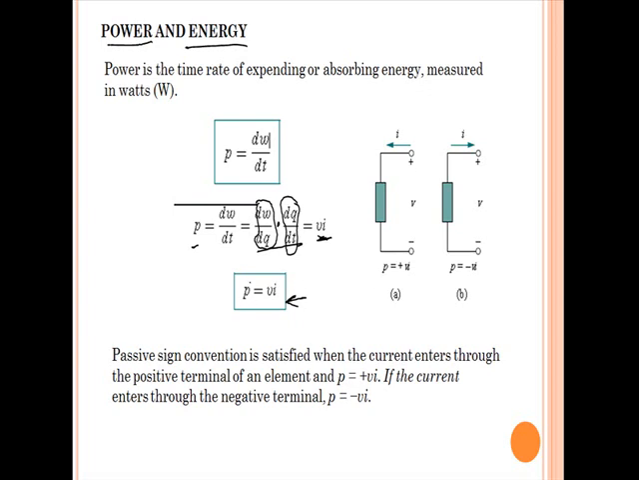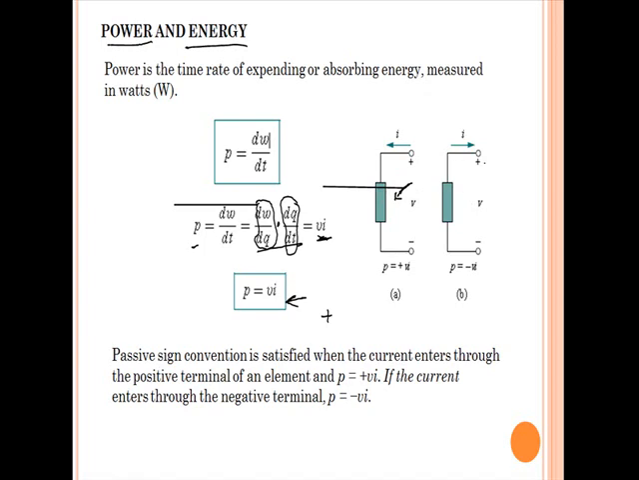وكيفية ايجاد اشارة الباور، positive power means احنا راح نتخذ passive sign convention. It is satisfied when the current enters through a positive terminal of an element. When the current is entering the positive terminal of the load, of the voltage across the load, means that this is absorbing the power.